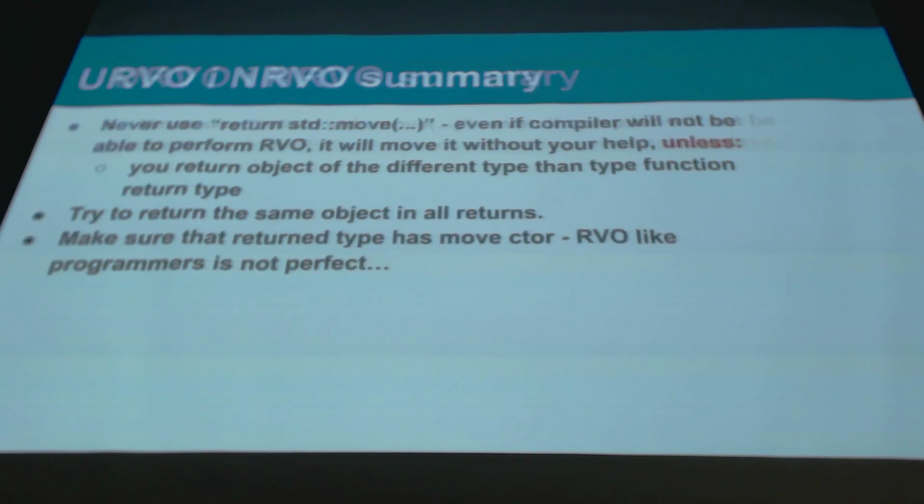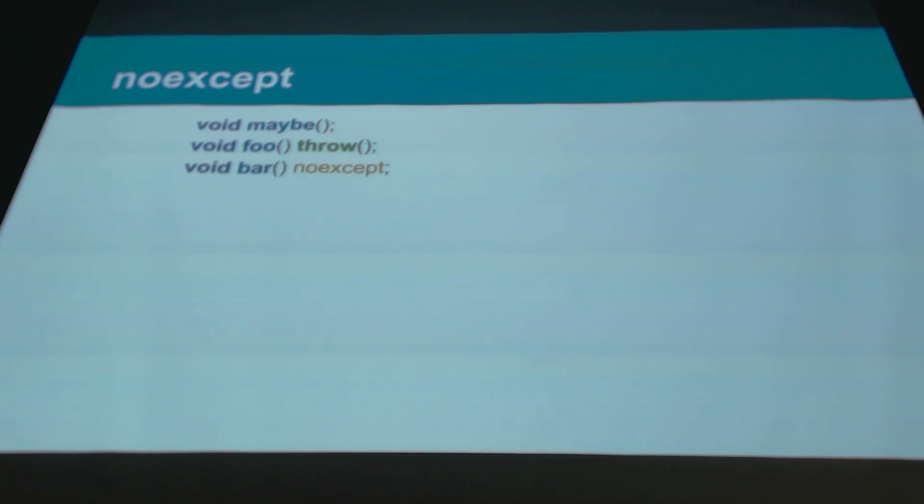Yes. Okay, so noexcept. This is a new keyword in C++11, and we can be thankful to the C++ standard because they don't like to add new keywords to new standards. So we have three functions. The first function, maybe, doesn't say anything about exceptions, so it can throw or not. We cannot deduce it just from the declaration of a function. The second function, foo, says that it will not throw anything. And bar also says that it will not throw anything. So what is the difference?